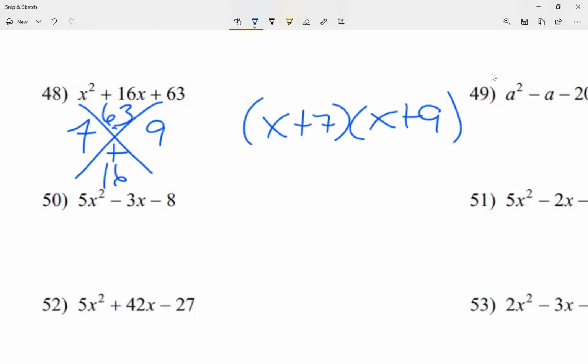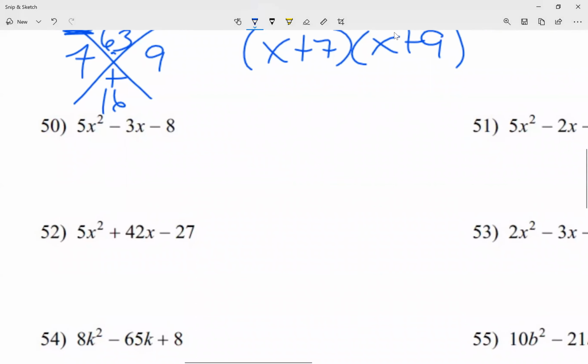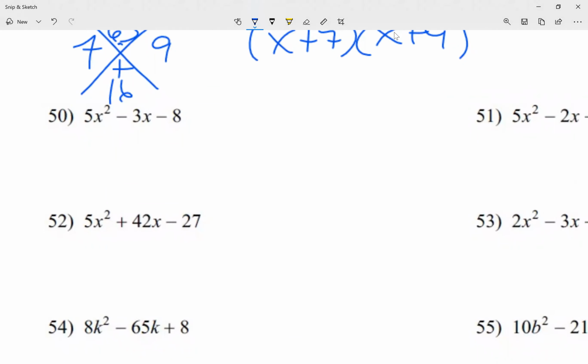We can do that when the very first number of my whole question is a 1. Now, when it is not a 1, like in question number 50, there's going to be a twist to it, just a small twist. I'm still going to start with my diamond method.